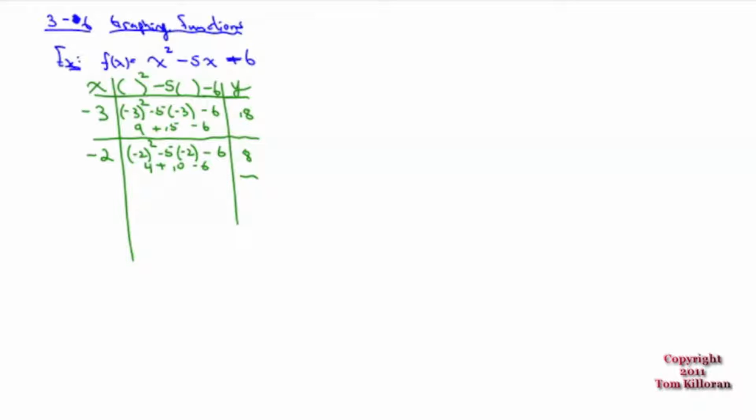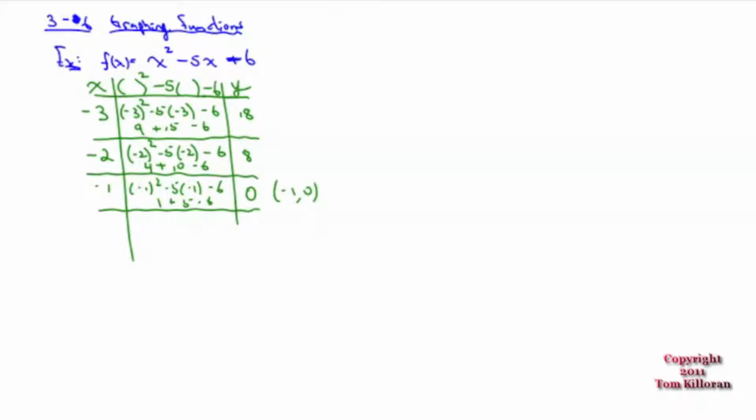All right, try another value. -1. -1 squared minus 5 times -1. And once you do it a few times, the pattern is exactly the same. You do the same types of calculations. So this is 1 plus 5 minus 6, better known as 0. What's that point called? This is the coordinate, -1, 0. It's an x-intercept, because it's on the x-axis. And the y is equal to 0.